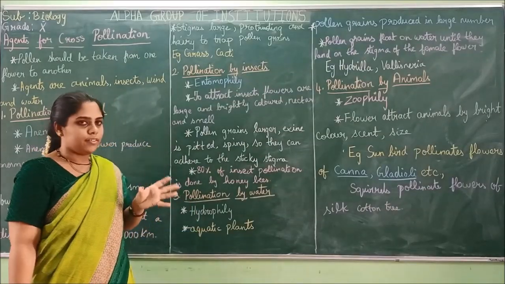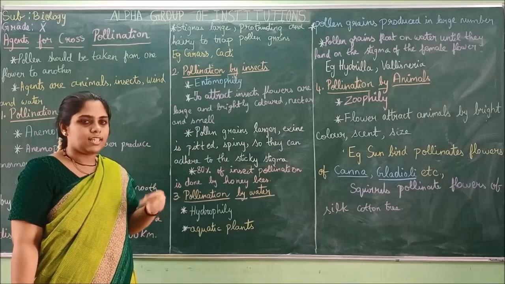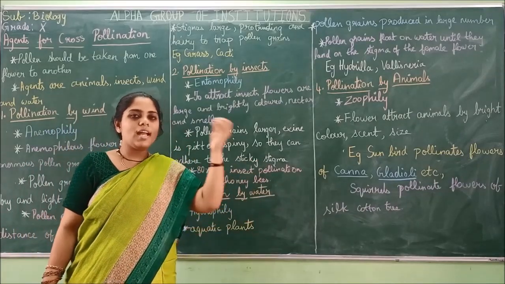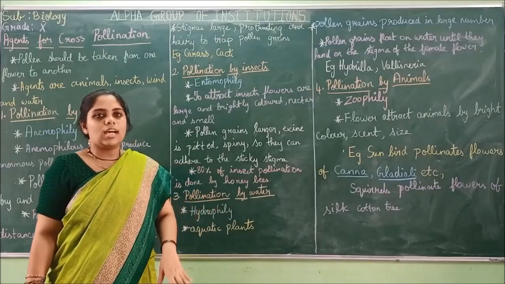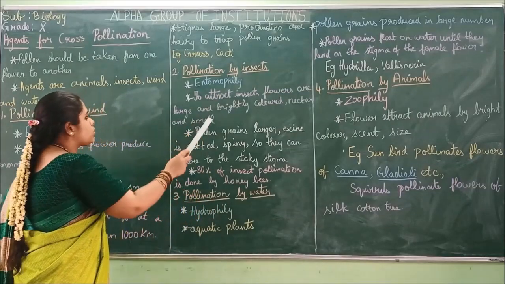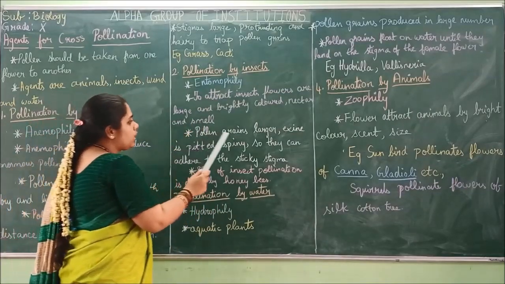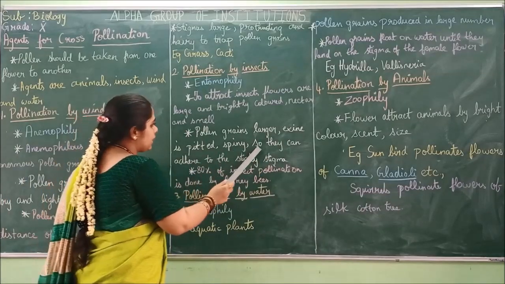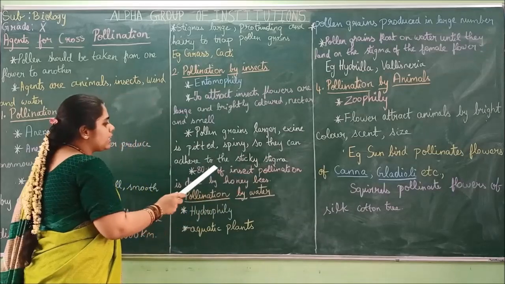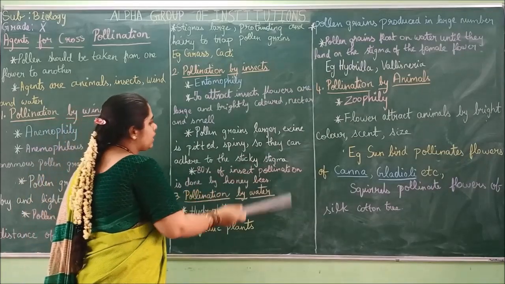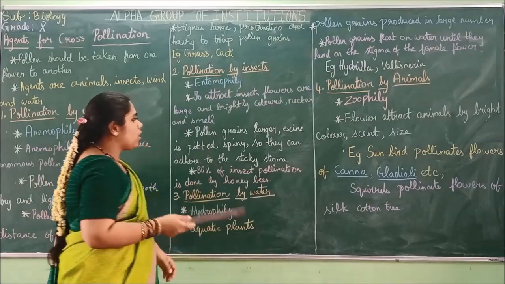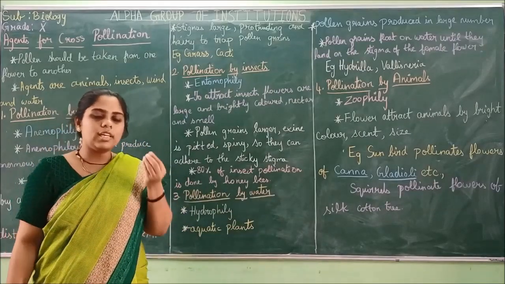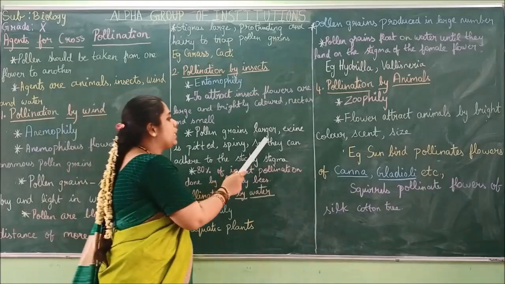These are the characteristics to attract the insects, so that they will take the pollen grains from one plant and leave them on the other plant. That is why it should look like this. Pollen grains are larger, and the exine is pitted and spiny, so they can adhere to the sticky stigma. The pollen grain should be very large, not very small.